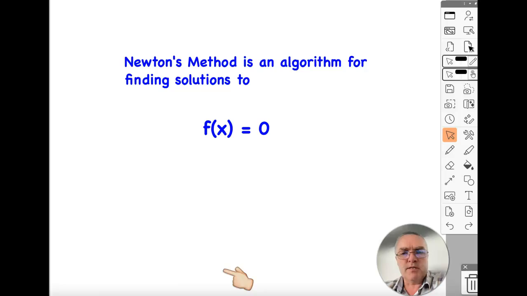So Newton's method is an algorithm for finding solutions to f of x equals 0. It's very different to algebraic approaches to that task. It looks very different, but it doesn't really matter what type of function it is. If we can graph that function, we can probably use Newton's method to find the root of that function, to find the solution.